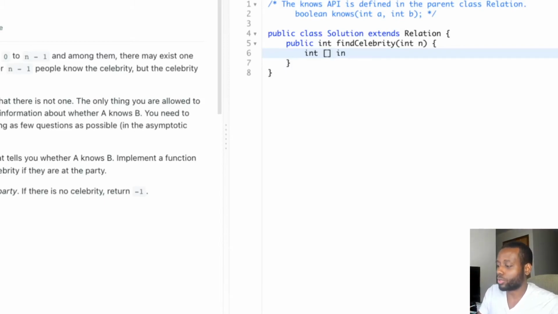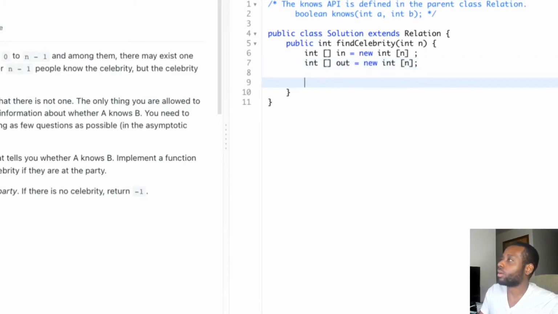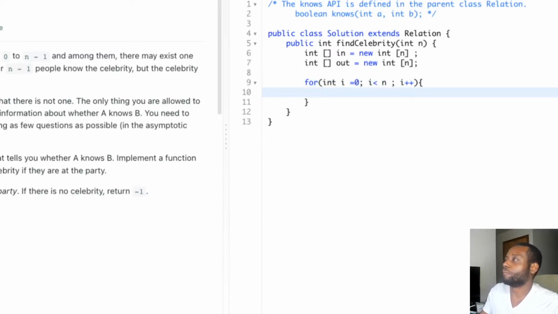So it's called the in-degree, and it's going to be of size n. And the out-degree is going to be of size n as well. Now we need to loop through all of the nodes. So now we have this API that we need to take care of.